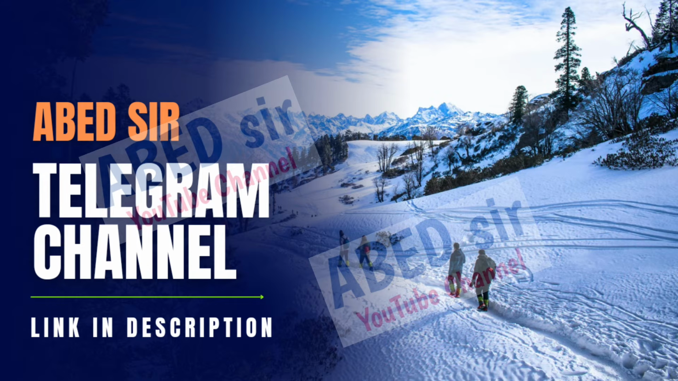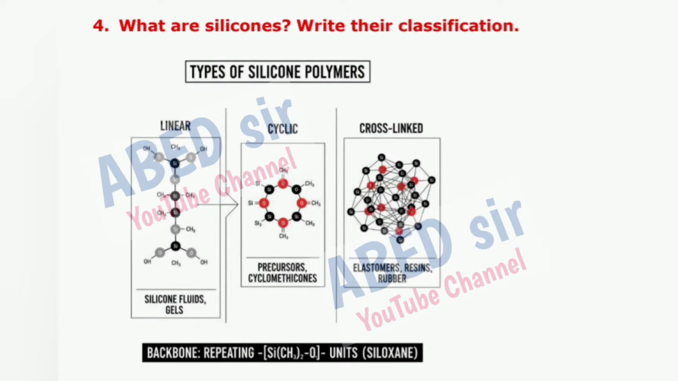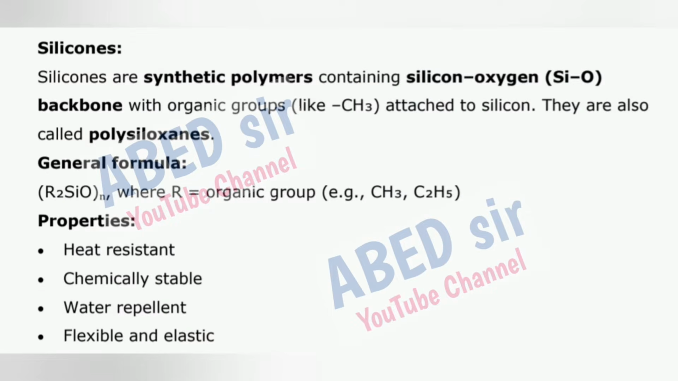Next important short question: 4. What are silicones? Write their classification. Silicones are synthetic polymers containing a silicon-oxygen, Si–O, backbone with organic groups, like CH₃, attached to silicon. They are also called polysiloxanes. General formula: (R₂SiO)n, where R is an organic group, example CH₃. Properties: heat resistant, chemically stable, water repellent, flexible and elastic.